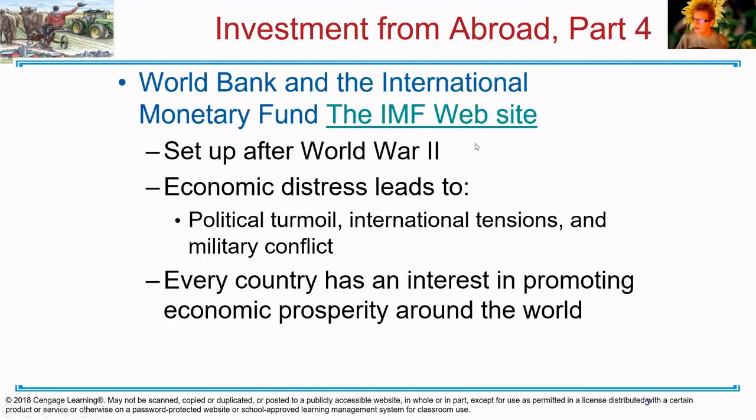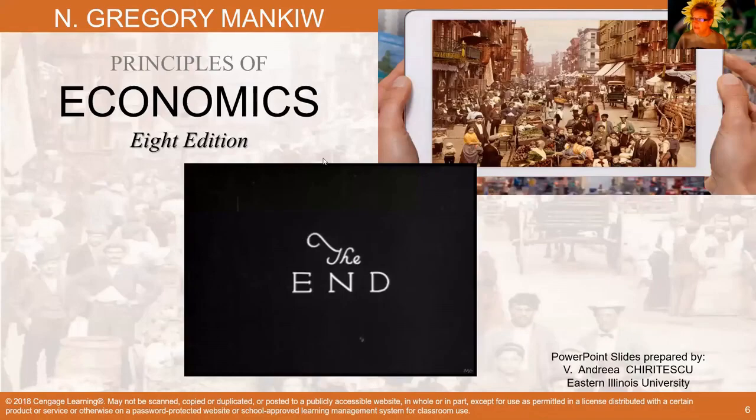Here's the International Monetary Fund, again, set up in World War II. And again, political turmoil, international tensions, and military conflict were some of the things that happen as a result of economic stress. And so when we talk about the International Monetary Fund, easing economic stress will help us to avoid some of the things which happen as a direct result of those economic circumstances. Okay, that's the end of this objective.